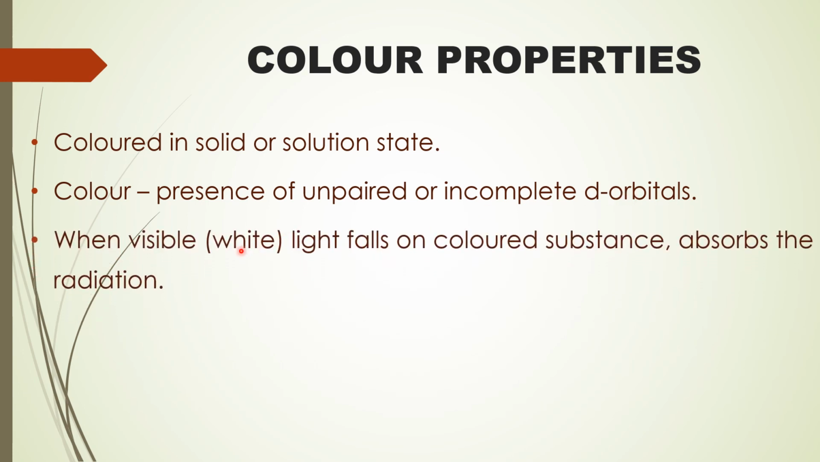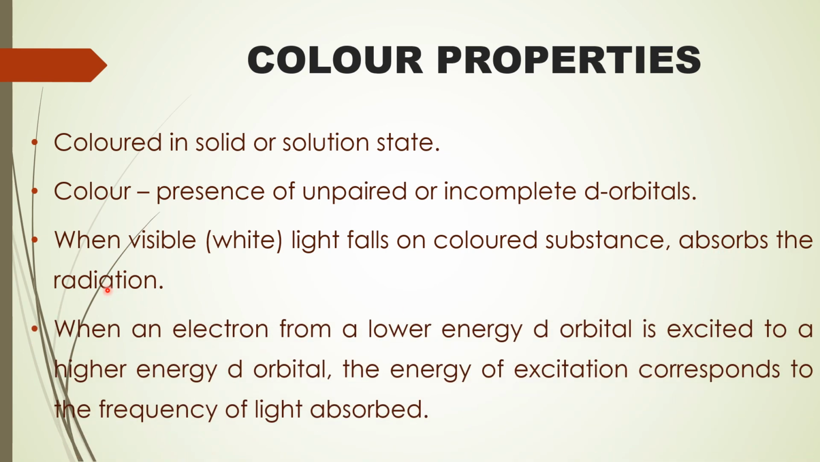When visible light falls on a colored substance, the substance will absorb this visible radiation. Then what happens when the radiation is absorbed? The electron which is present in the lower energy d orbital will be excited to the higher energy d orbital, and the energy of this excitation corresponds to the frequency of the light absorbed.